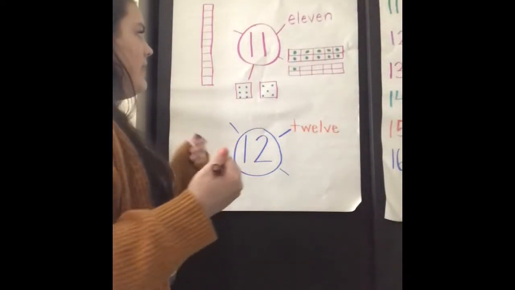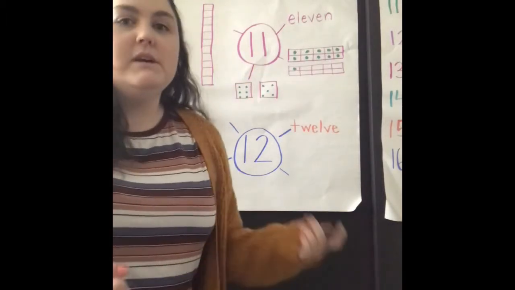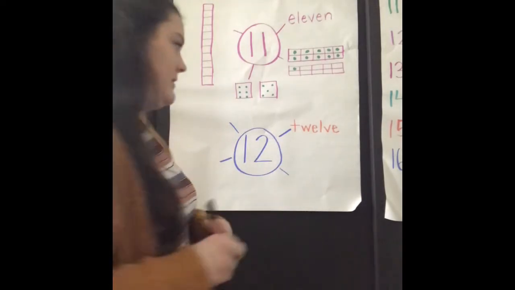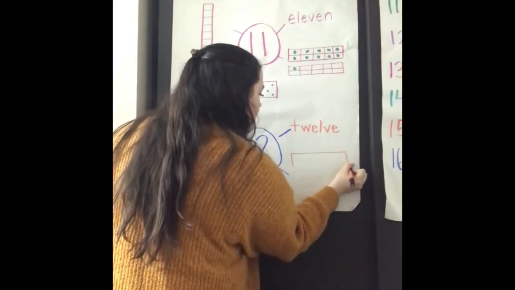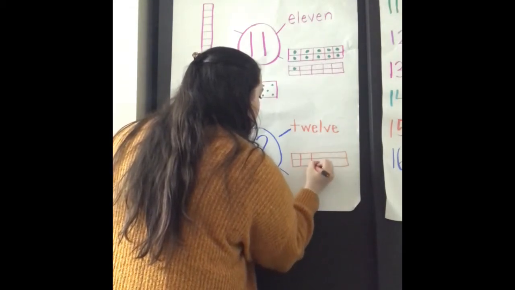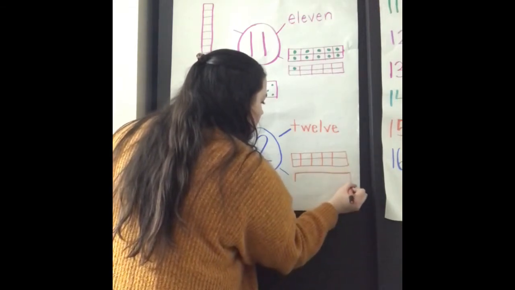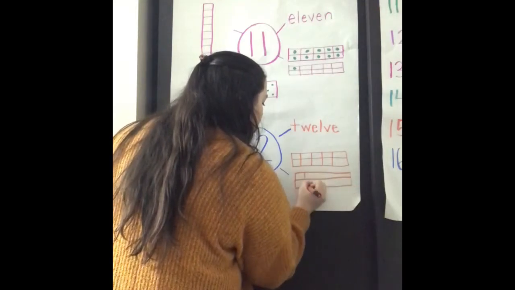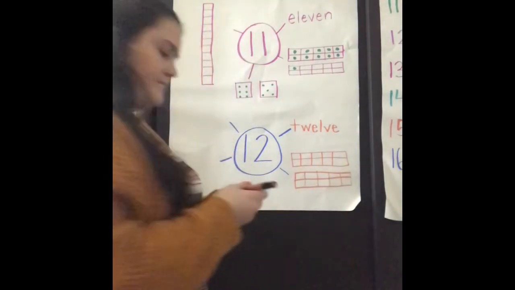Okay. Now I'm going to need 2 10 frames again to make 12 because I know that 12 is still bigger than 10. So I'm going to need more than 1 10 frame to fit 12 dots on there. So here's my first 10 frame. And here's my second one. Whoops. That's okay. I made that a little uneven. Okay.